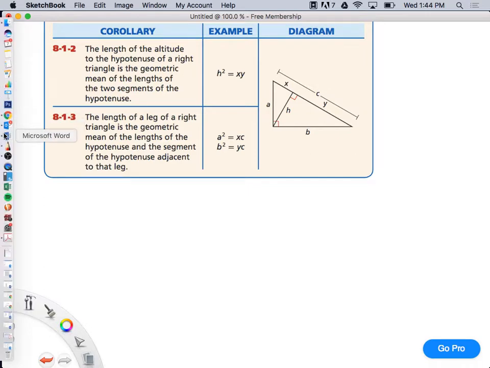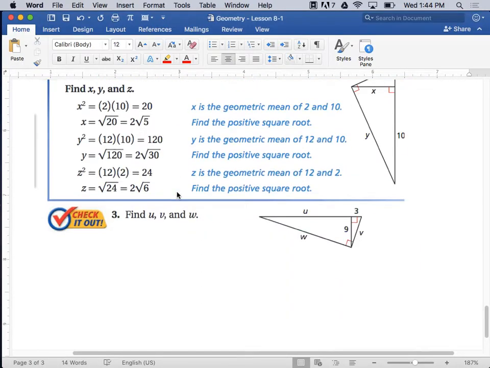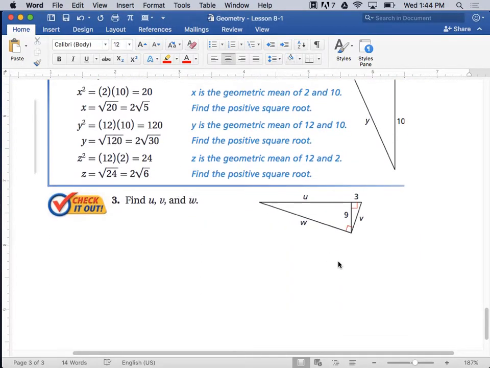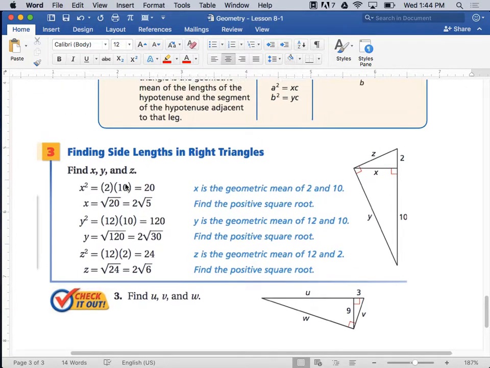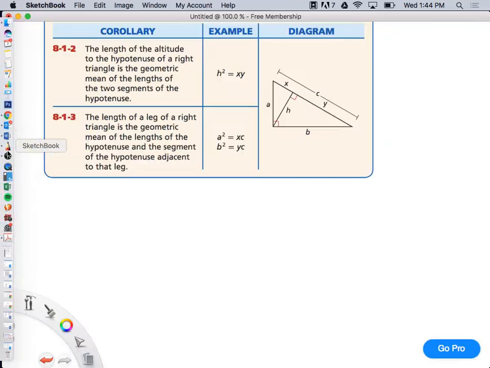Okay, so now let's do some example problems. Okay. Oh, that's annoying. Why would they do that? Okay. Shh. Let's take a look at this question here.